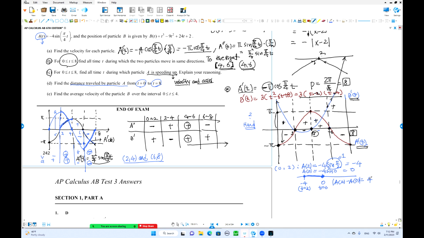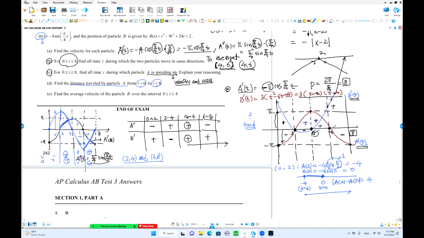Now the second one over here. From 2 to 6, they are all positive, right? It's positive, positive. From here, they're going to move to the right. Okay? So what is that?